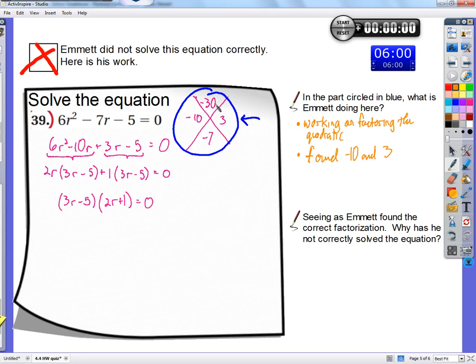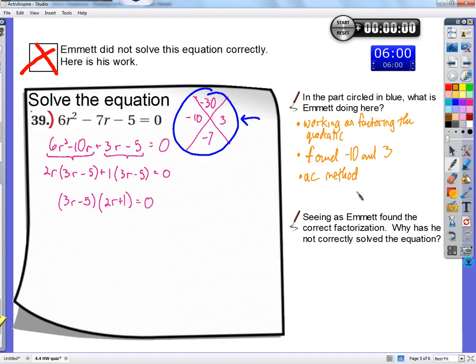Well, they're coming from here, yes, but where did this number come from? Was that A times C? Okay, so we can also answer this question by saying he's doing the AC method. That's just what I call it. You can call it magic number factoring.